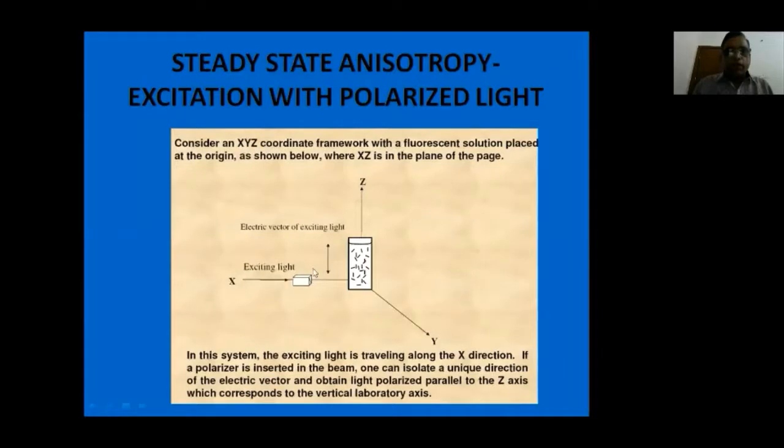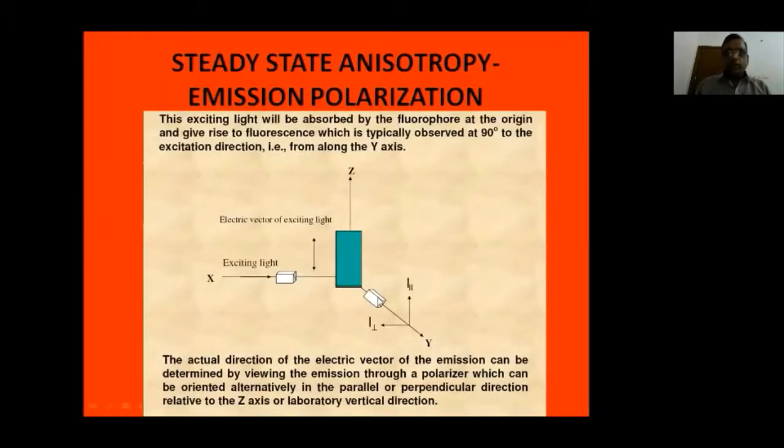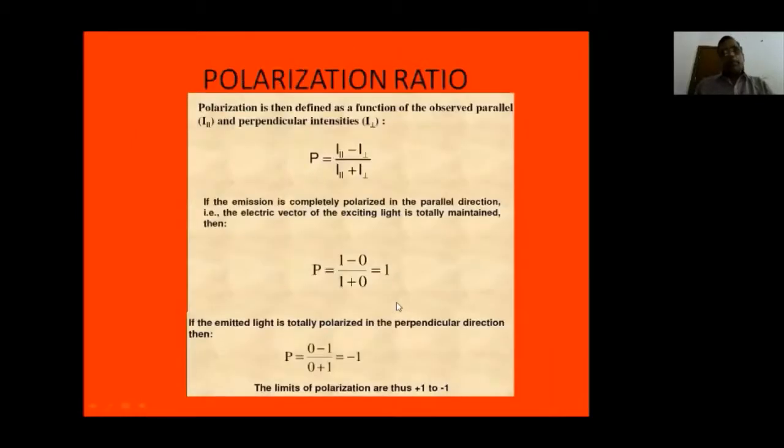Now you put a polarizer in the excitation. As we already mentioned, there is going to be a selection of the excitation. The same thing applies if I put a polarizer in the emission light I'm going to measure. So I can orient the excitation and emission either parallel or perpendicular. I measure the intensity of the fluorescence in either the parallel or the perpendicular orientation. That is what we call I parallel and I perpendicular. So you can use two parameters.